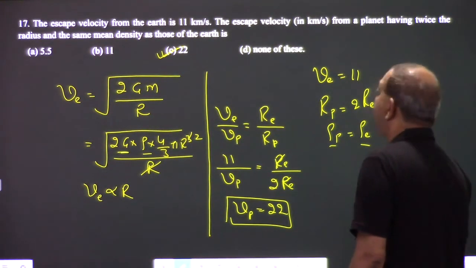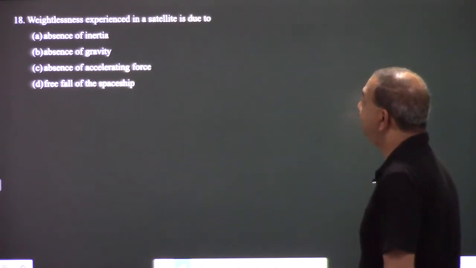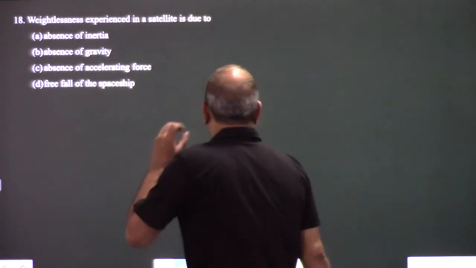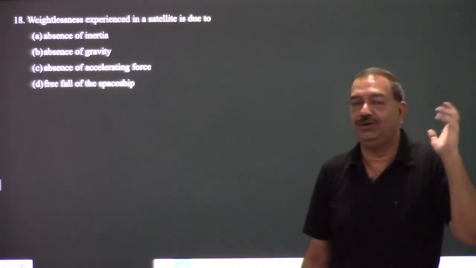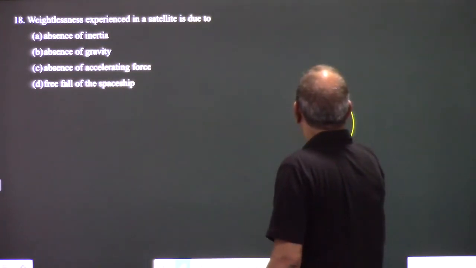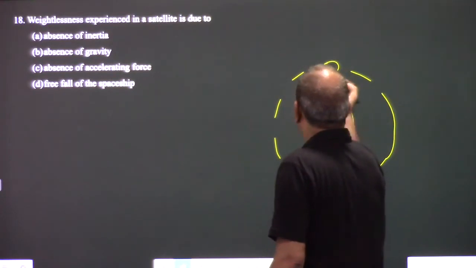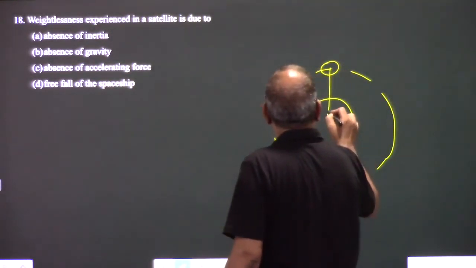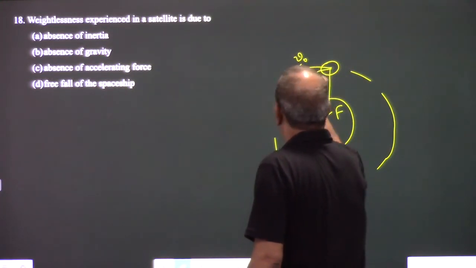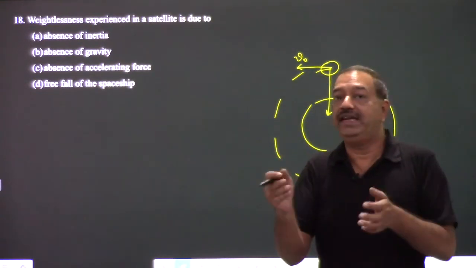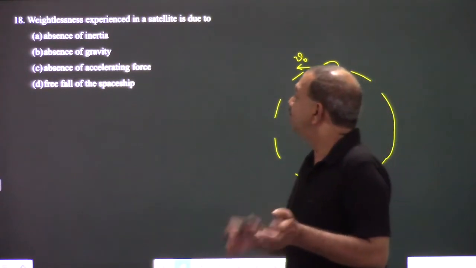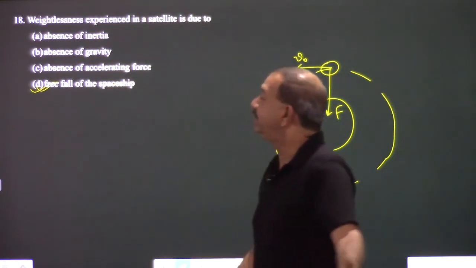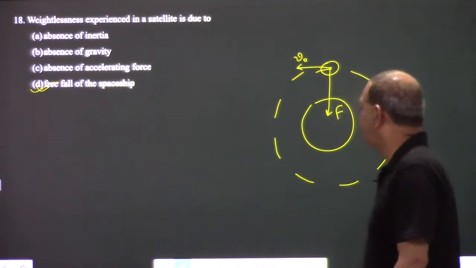The next is question number 18. Weightlessness experienced in a satellite is due to, that's a very interesting question. Whenever any object is in free fall, there is weightlessness. Here this is our Earth and this satellite is moving in the orbit, right? We will say it is not falling, but actually it is in a state of free fall, because this force of attraction is acting as a centripetal force. That's why it is not falling, but the state is of free fall. So this is the free fall of the spaceship, basically the satellite. Anyway, you won't mind it. So this is because of the free fall state.